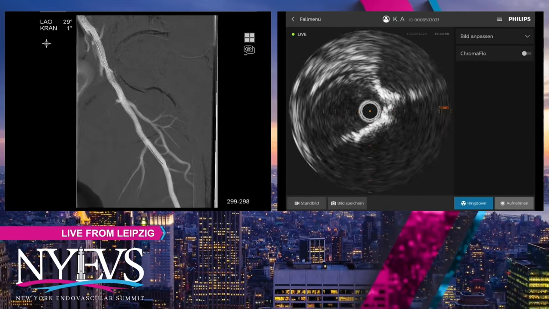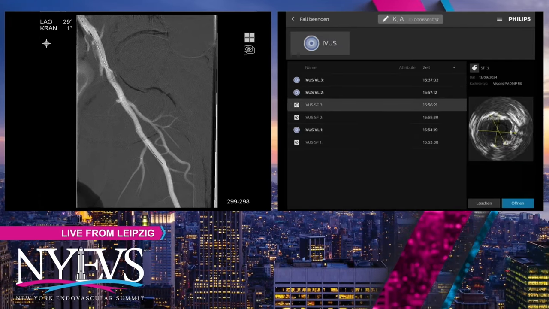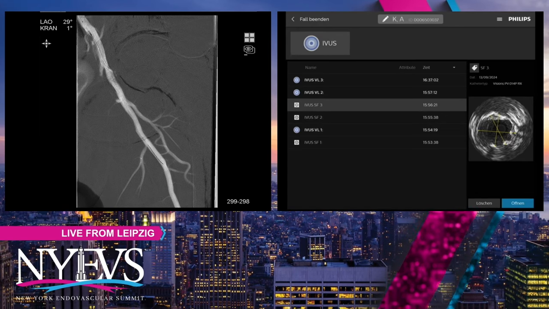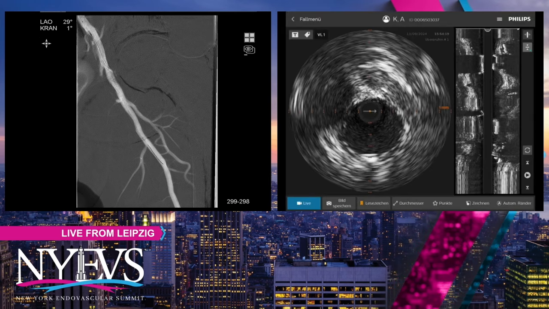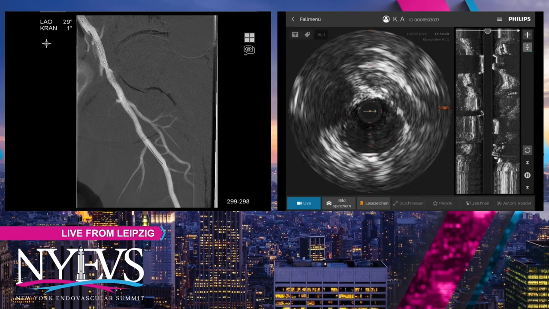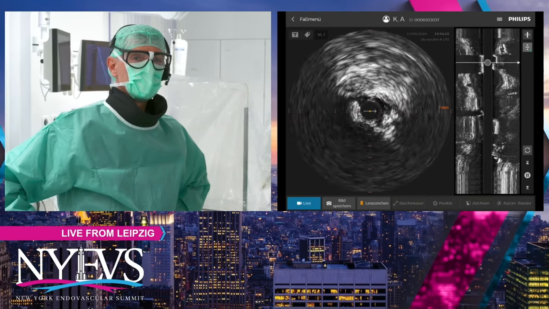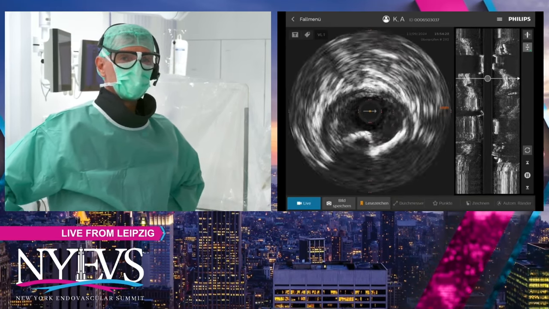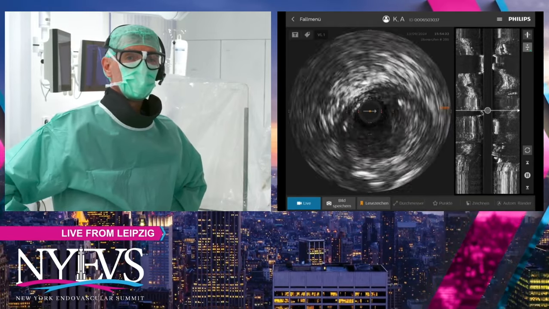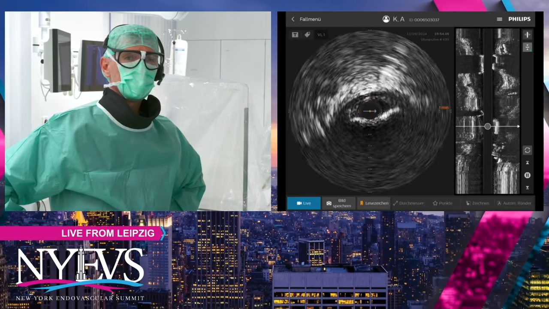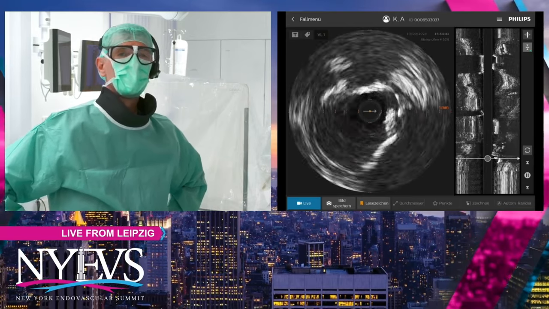So this here is the pre. This is before treatment, distal profunda. Then a subtotal profunda stenosis, and then getting into the common femoral, also subtotal. Yeah, I mean, significant debulking of the lesions and obviously significant luminal gain.